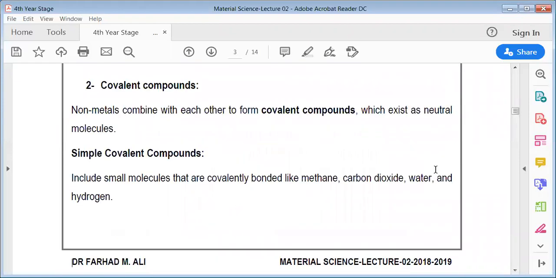The other type of compounds is called covalent. Non-metals combine with each other. In this case, we have non-metals, for example hydrogen with chlorine, although some people don't consider hydrogen a non-metal, but that's not the point. You have, for example, oxygen or nitrogen or chlorine, which are all non-metals. They might combine with each other, for example nitrogen with oxygen, making nitrogen oxide. So non-metals combine with each other to form covalent compounds, which exist as neutral molecules.